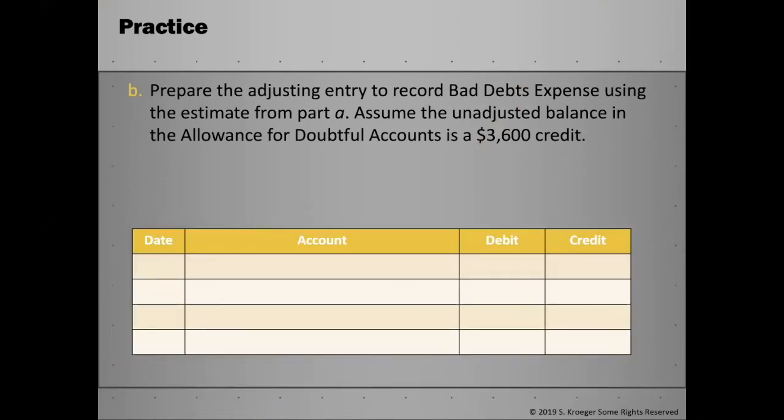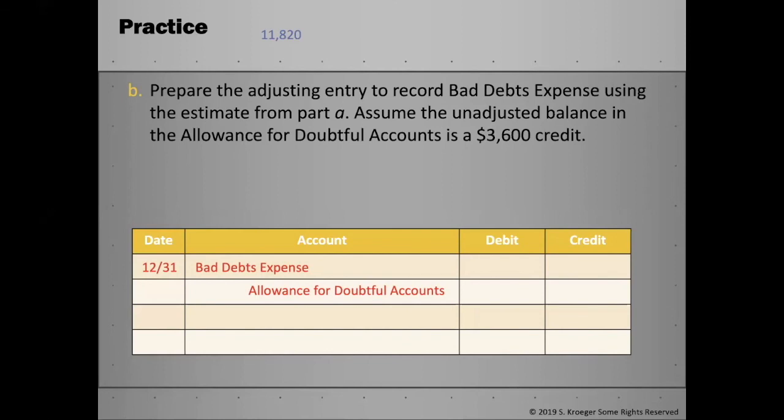Part B is to prepare the adjusting entry to record the bad debt expense using the estimate from Part A. Assume the unadjusted balance in the allowance for doubtful accounts is a $3,600 credit. As a reminder, $11,820 is the amount we calculate from the aging schedule. When we journalize the estimate, it's always the same. We've done this several times already. 12/31 is going to be bad debt expense and the allowance for doubtful accounts. Just memorize this because we're doing this every single time.